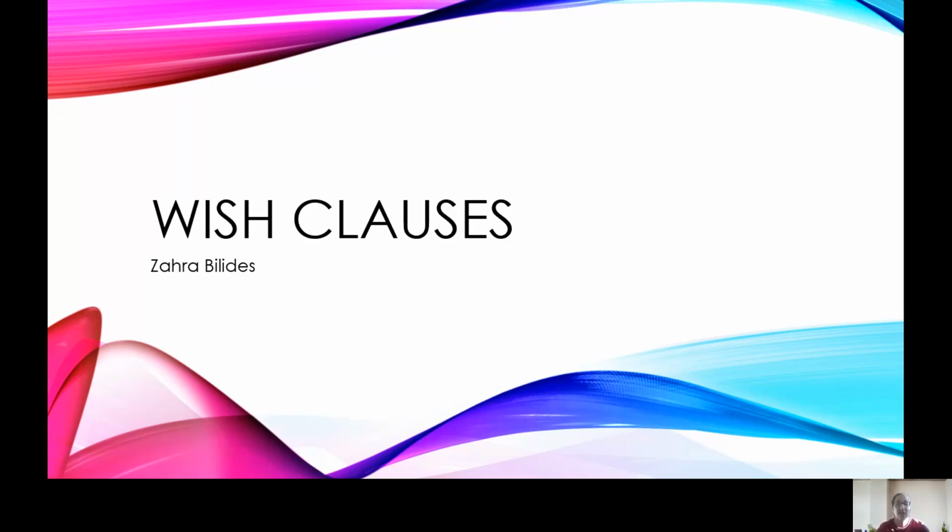Hello, today we're going to talk about wish clauses. There are 3 different types and we will look at all of them. We will also consider how wish clauses and conditional sentences are related. So let's start with talking about the present.